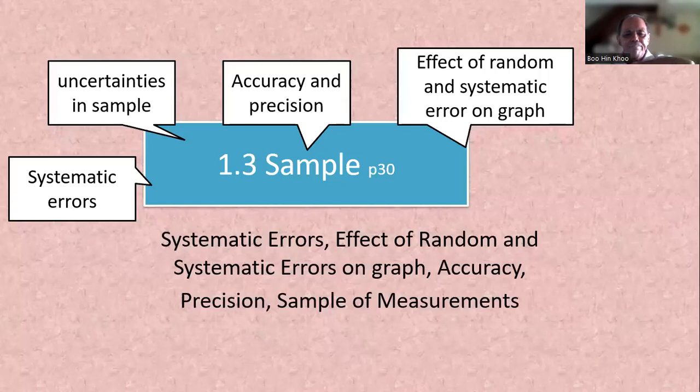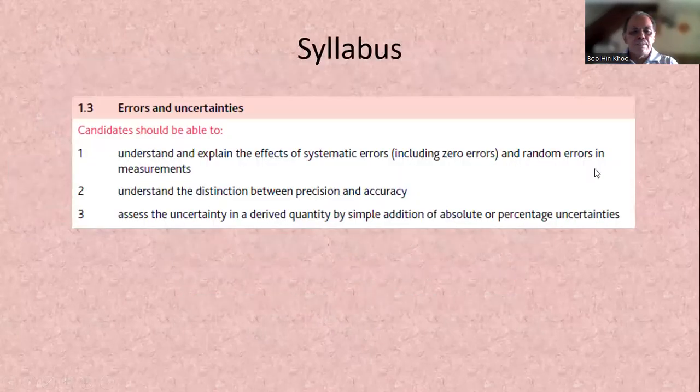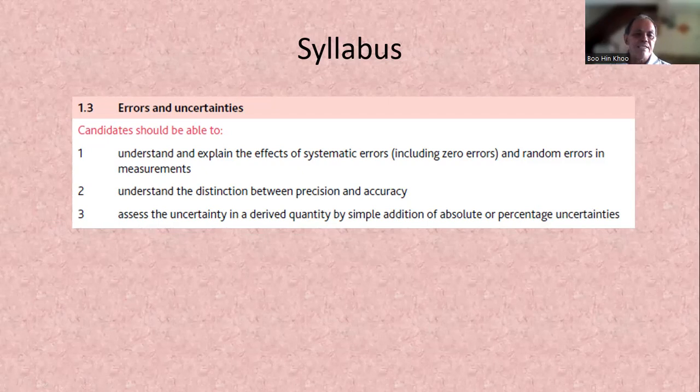Okay, sample. Are we going to cover systematic error, the effect of random error and systematic error on a graph, and the terms accuracy, precision, and sample of measurement? Okay, so that's summarized for you. Always refer to the syllabus, then we can know how wide we have to cover, and then do the practice questions to know precisely whether we have interpreted the syllabus correctly.